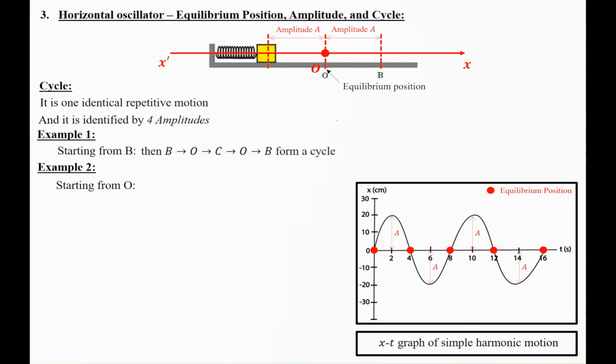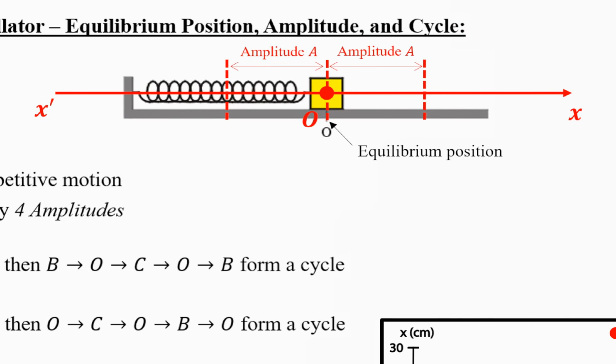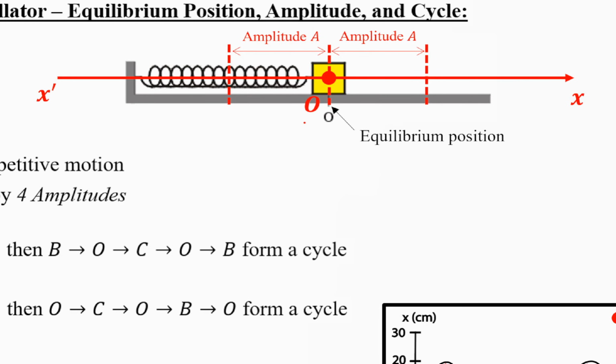Now suppose we have started from O, and this is a bit challenging, I will explain why. Now the cycle would be O to C, O to B, then back to O, and that would form a cycle. Remember that a cycle is 4 amplitudes. And don't think that if the block returns to its original position, that would represent a cycle. Let me explain more. Going from O to C, so that's B and that's C.